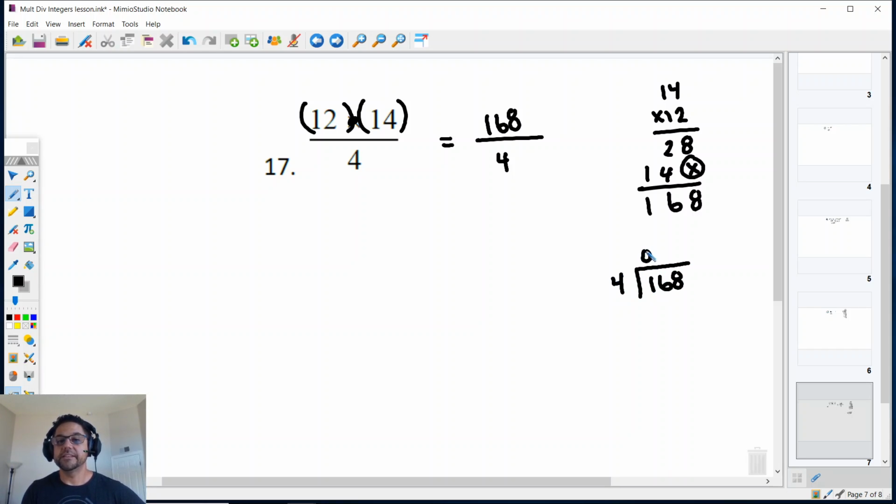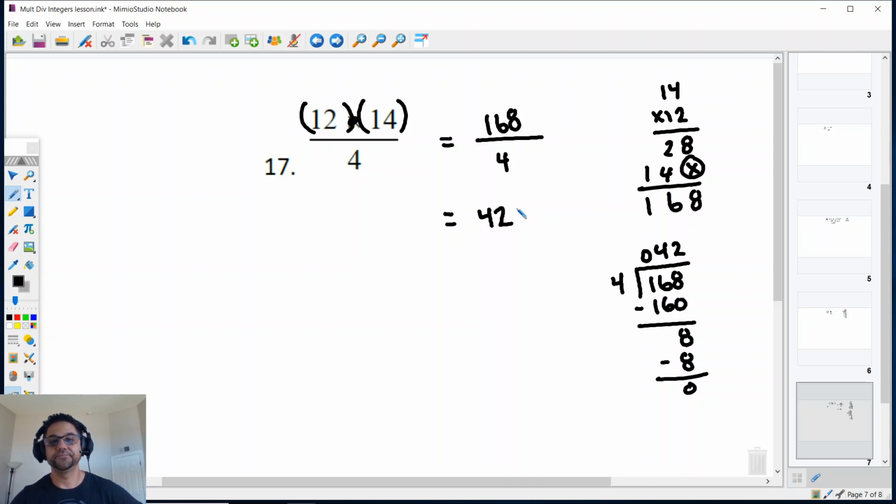4 and 1 is 0. That's what I teach my own kids at home. 4 and 16 is 4. That's 16, but it's really 160. So when I subtract it, I've got an 8. 4 and 8 is 2. So that means my answer in its most simplified form is going to be 42.